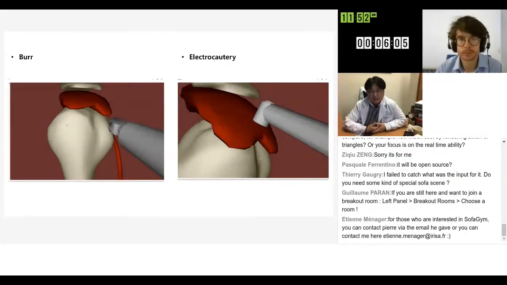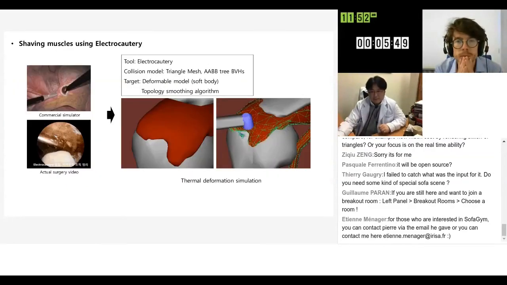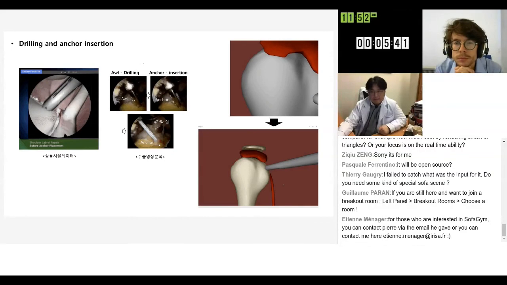I'd like to skip the video clips to make it short. These two are basically the online modification of the mesh structure to simulate the surface modification. And then, this is the mesh modification.